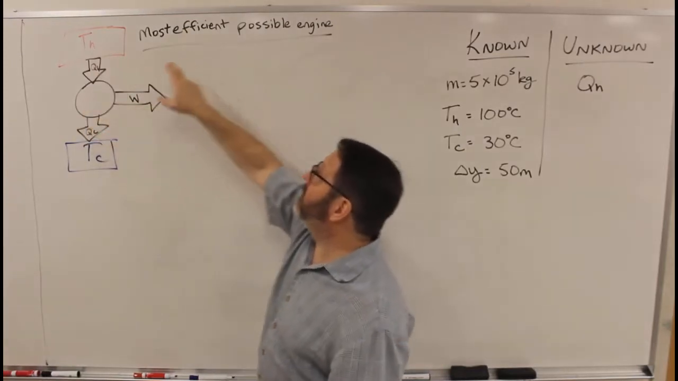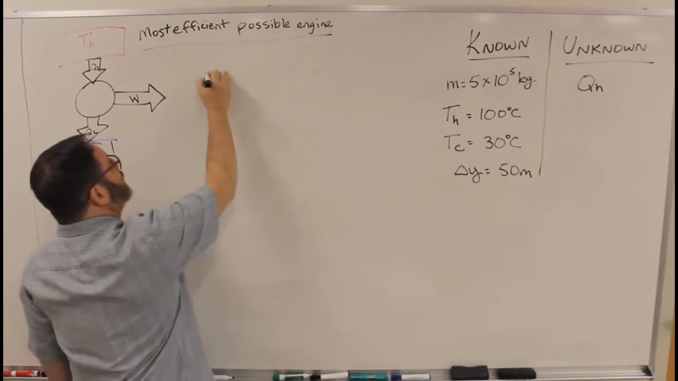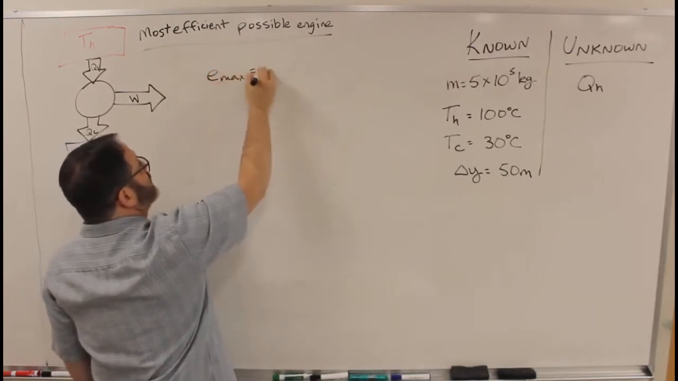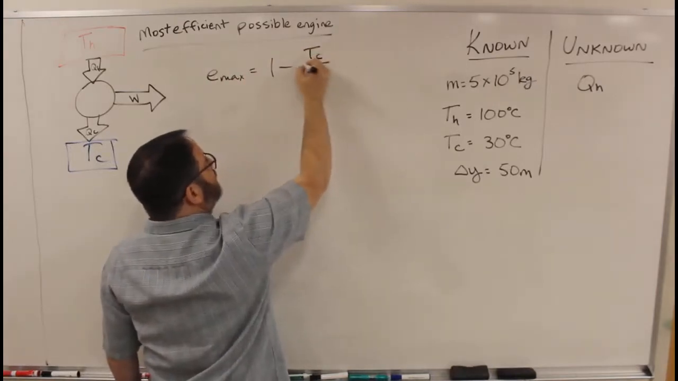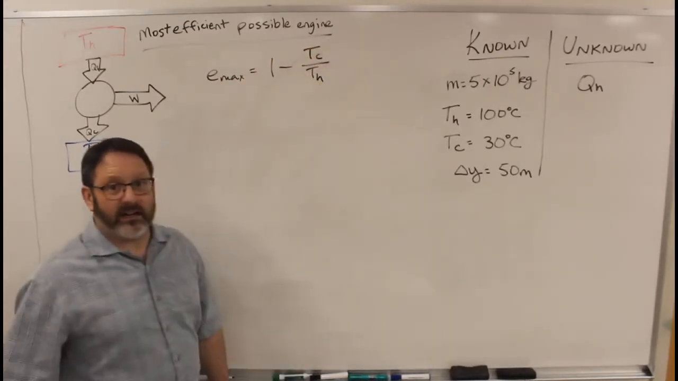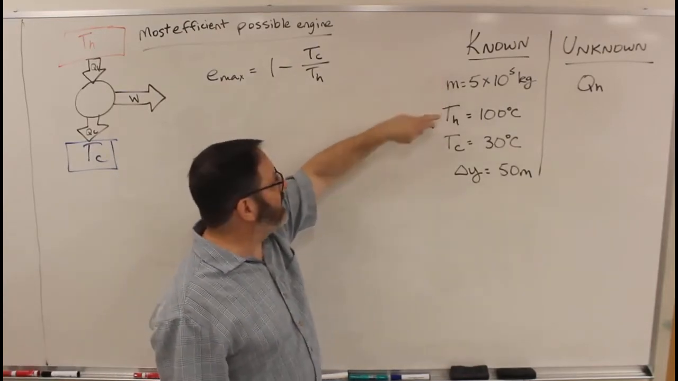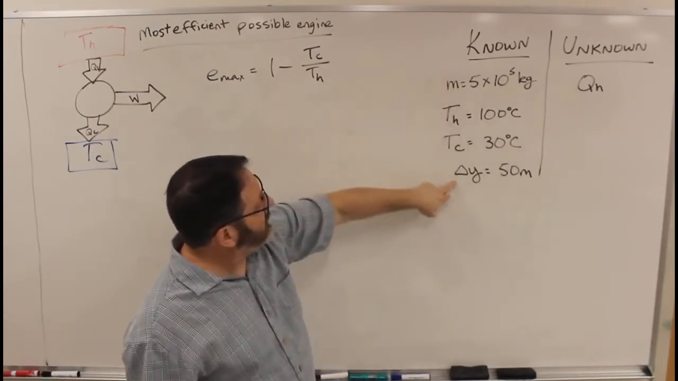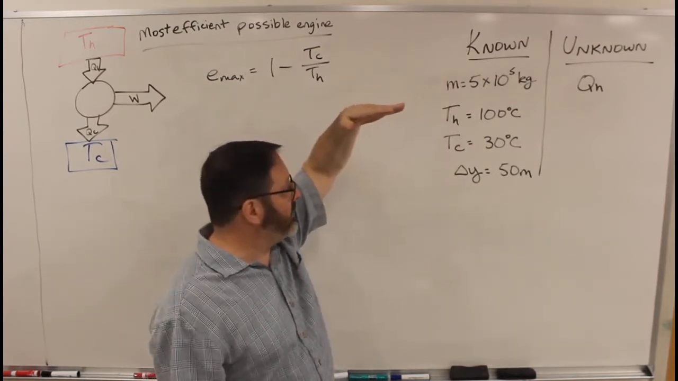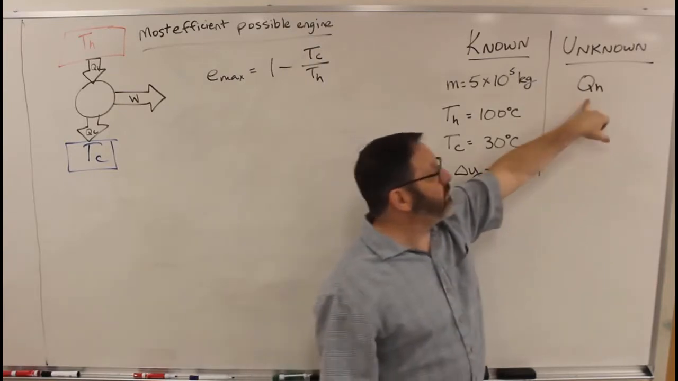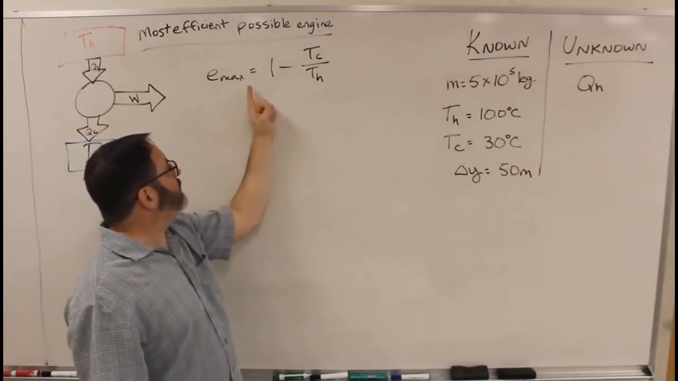And I know from the problem that this is the most efficient possible heat engine, which means that maximum efficiency is 1 minus T cold over T hot. And I have been given the mass of the train, T hot, T cold, delta Y, so how much change in elevation the train needs to have, and I'm looking for how much QH I need with this efficiency.